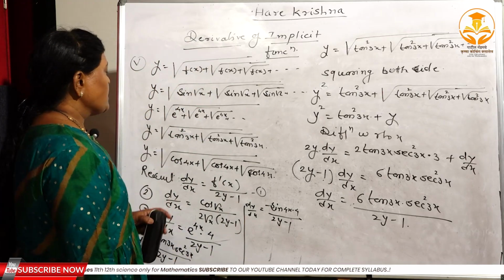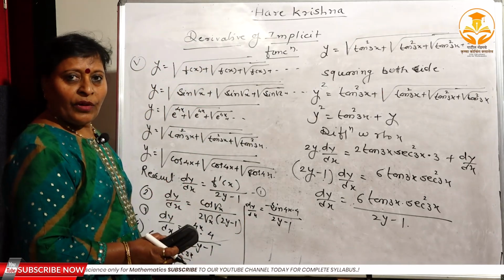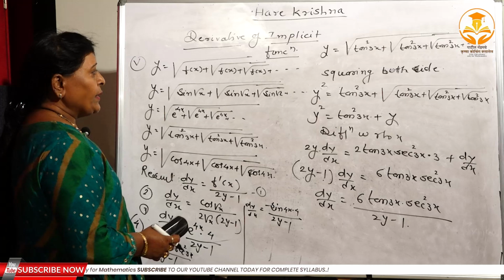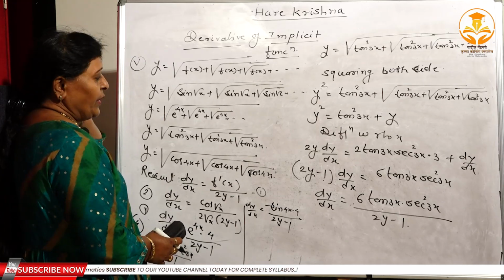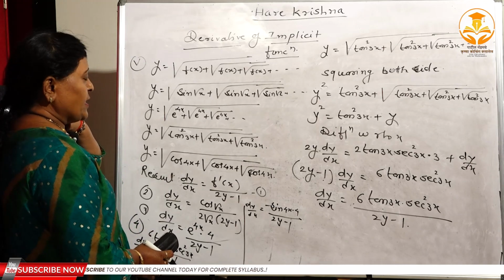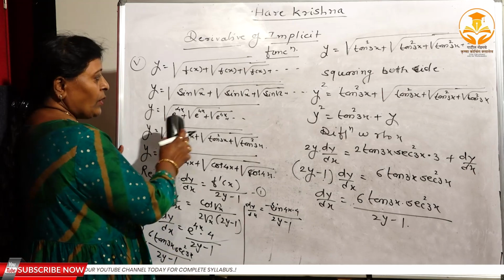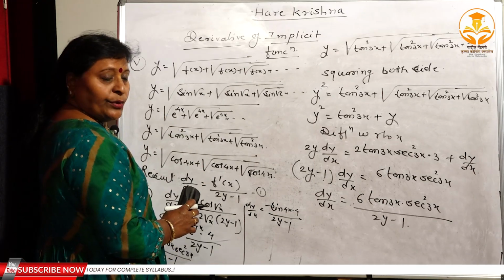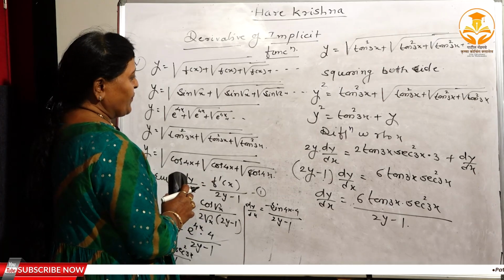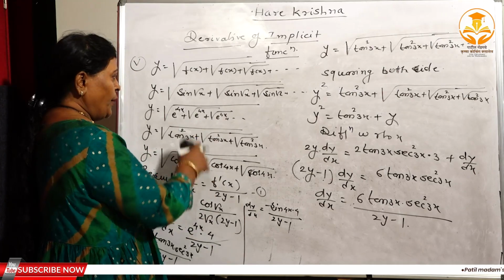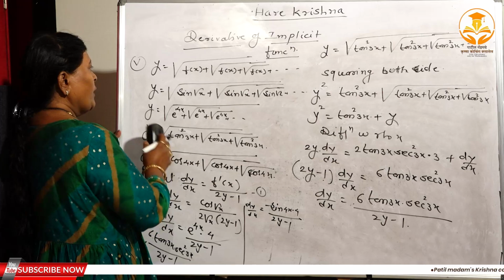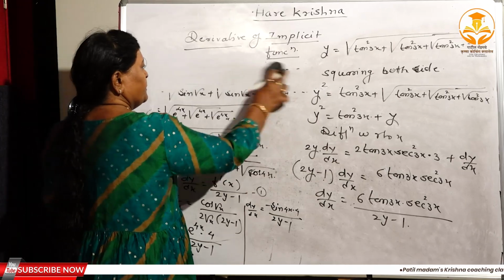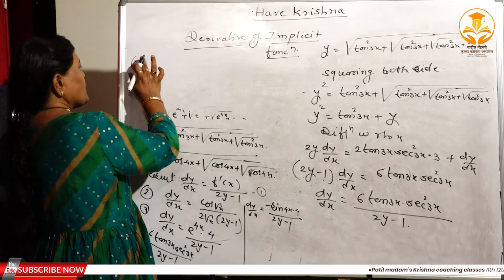So this is the fifth one, right? Again I am going to take the sixth one. See here, so this is about the bunches, and it is very useful for the implicit function. So you can do any problem from this, isn't it? Try it yourself. I will give the sixth one here.